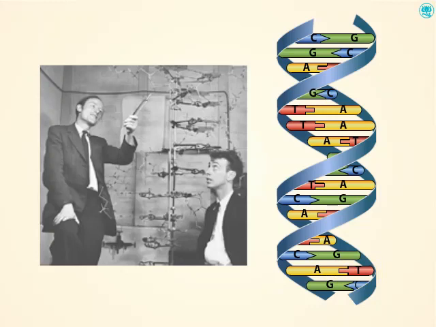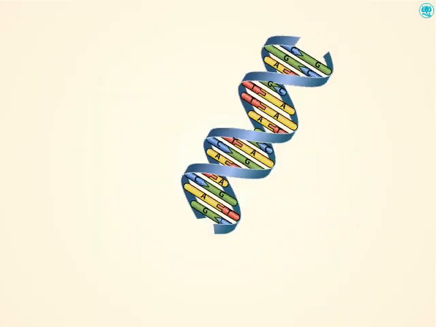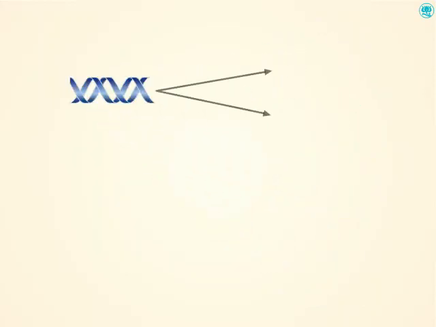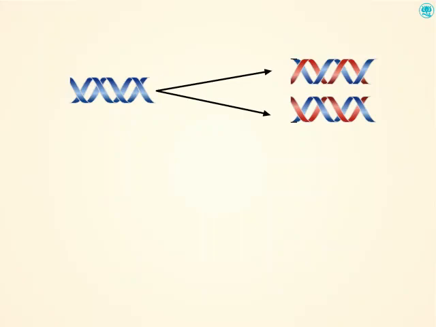The complementary nature of the two strands suggested to the scientists a model for DNA replication. They proposed that the old strands serve as templates to make new, complementary strands. The two resulting double helices would each contain one new and one old strand.